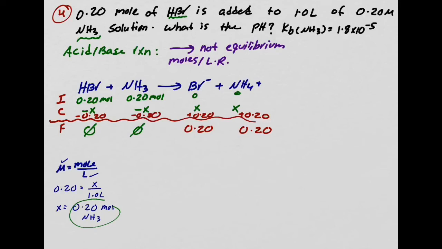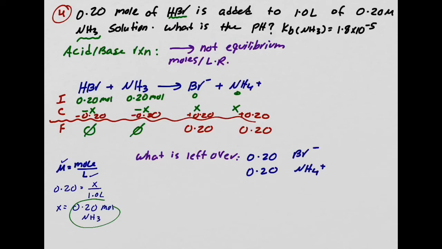Now, here's what you need to figure out. After you do an acid-base reaction, look at what is left over. That is really key. What is left over here? There's no more base, no more acid, no more ammonia, no more HBr. You have 0.20 moles of Br minus, and you have 0.20 moles of ammonium. Follow me so far? Okay.